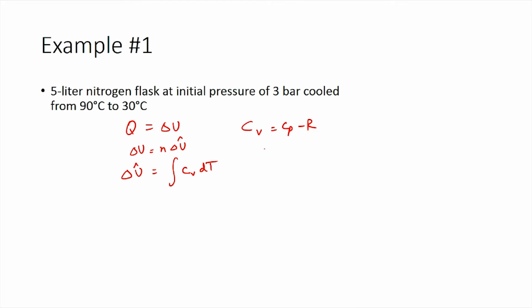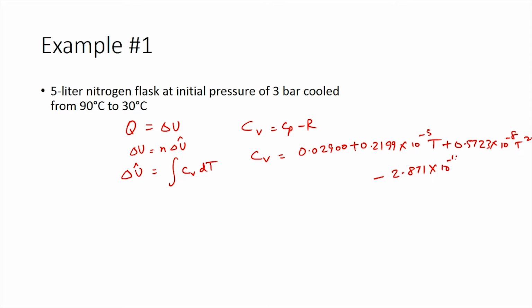So, now we can actually calculate the value for Cv as Cp, which is 0.02900 plus 0.2199 times 10 power minus 5 T plus 0.5723 times 10 power minus 8 T squared minus 2.871 times 10 power minus 12 T cube, minus R. So, using the R with the appropriate units, you would have the R value as 0.008314, which is kilojoules per mole degree Celsius, that is the unit for Cv used.